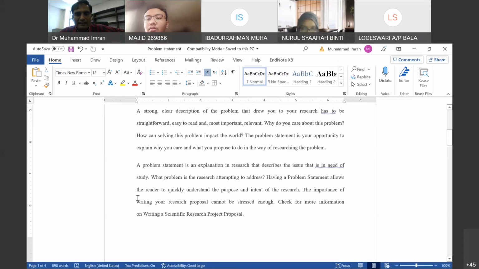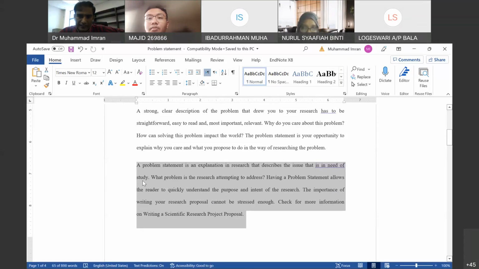The importance of writing your research proposal cannot be stressed enough. Check for more information: writing a scientific research project proposal. Okay, we'll give you the example. By the way, again, I'm writing this one. A problem statement is an explanation in research that describes the issue that is in need of study. Okay, what problem is the research attempting to address? Having a problem statement allows us, the readers, to quickly understand the purpose and intent of the research.